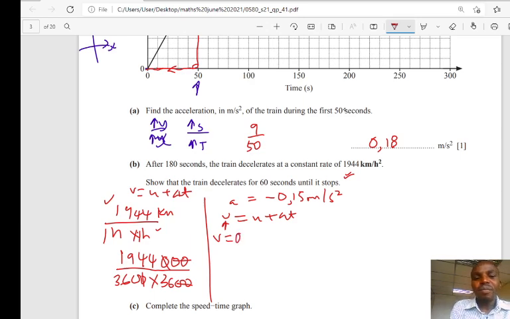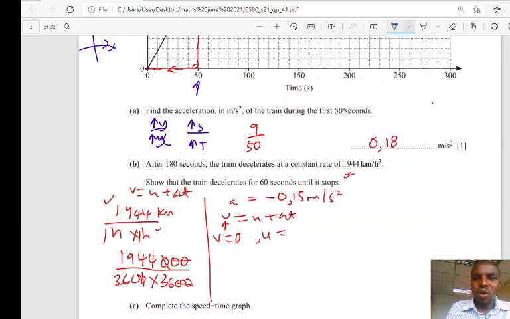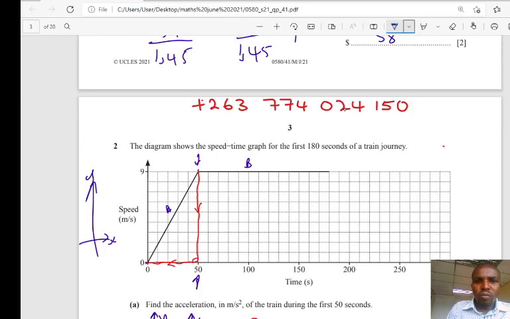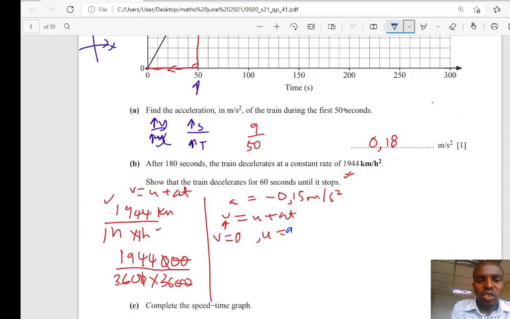That's V. Initial is U. Is coming from what speed? Alright, let me go up there. It's coming from a speed of 9 meters per second. So it's from this speed going down. So it's from 9. That was the initial speed. Initial speed is 9. That's u. Then acceleration, we have it minus 0.15 meters per second. Then you substitute. 0 is equal to 9 minus 0.15.